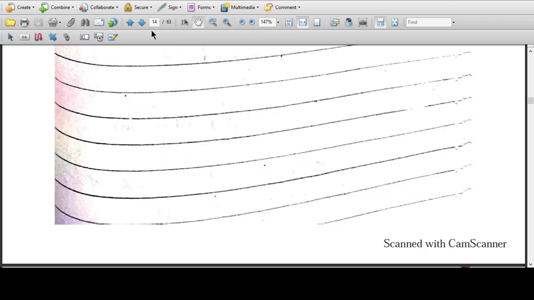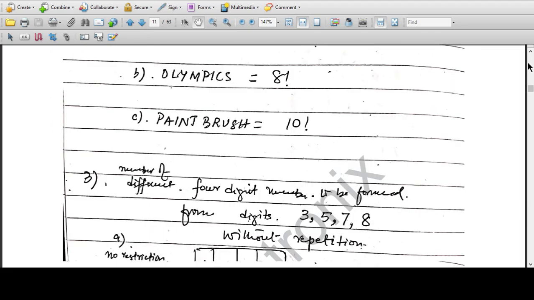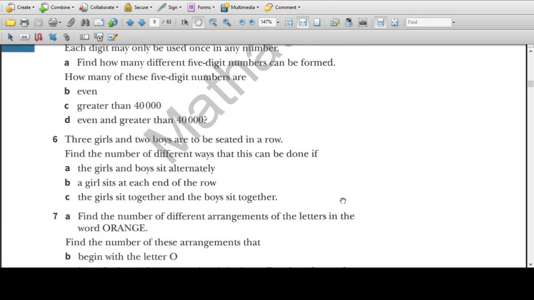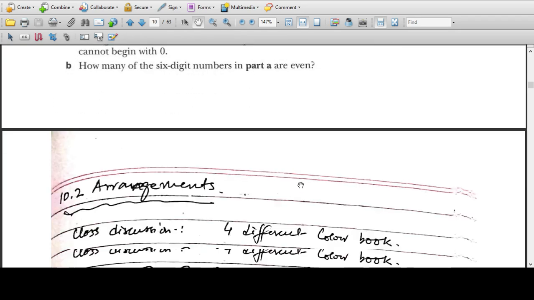Now question number 6. Three girls and 2 boys are to be seated in a row. Find the number of different ways that this can be done if the girls and boys sit alternately. The second restriction is that a girl sits at each end of the row. And the third one is that the girls sit together and the boys sit together.